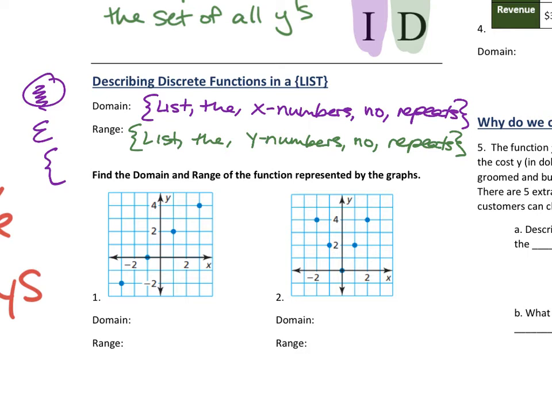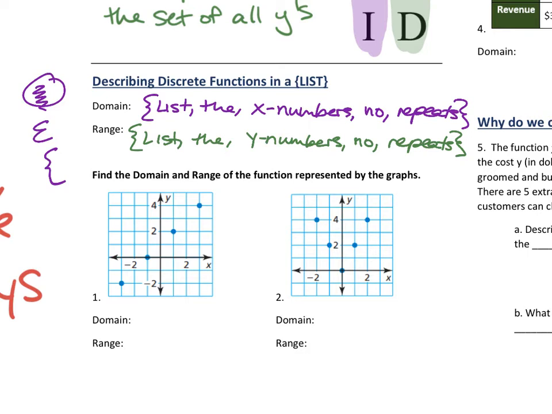Just like when you go to the grocery store, you don't have to repeat oranges on your list twice. It's in your list, you're gonna get oranges. Same thing with the domain and range, no repeats. So if we're looking at question number 1, and I'm asking you for the domain and range of this function.